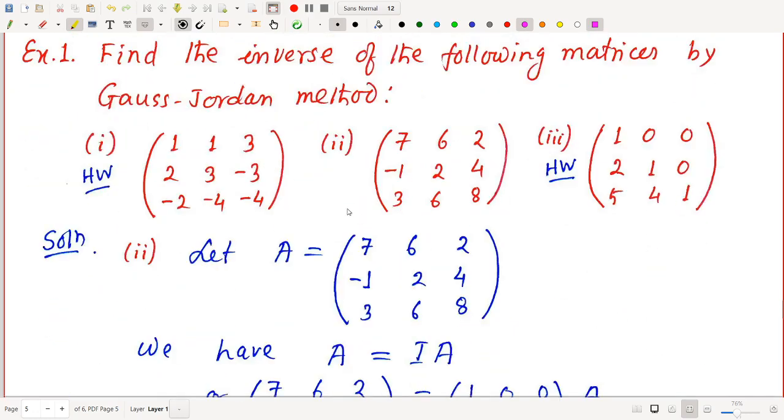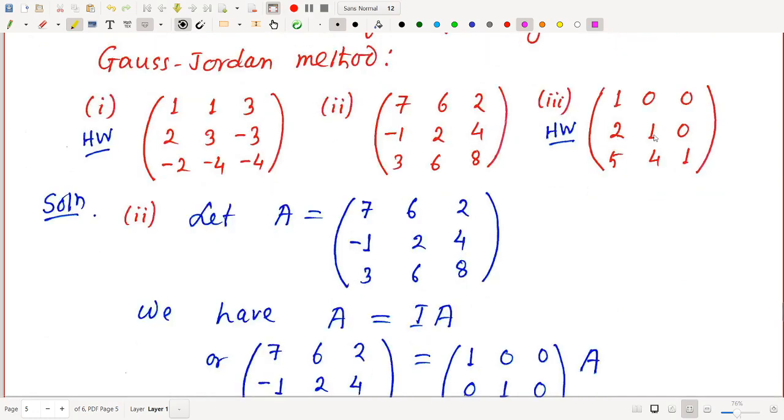Now let us see one example. Find the inverse of the following matrices by the Gauss-Jordan method. 1, 2, 3 matrices given. Roman 1 and Roman 3 are homework, Roman 2 let me do.